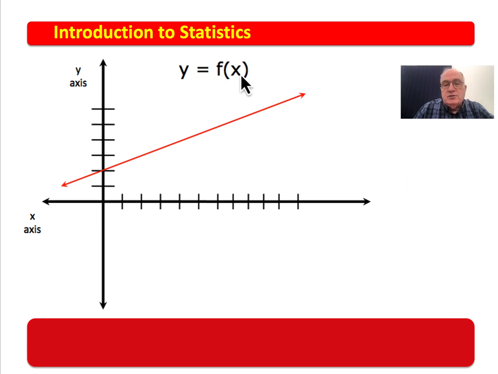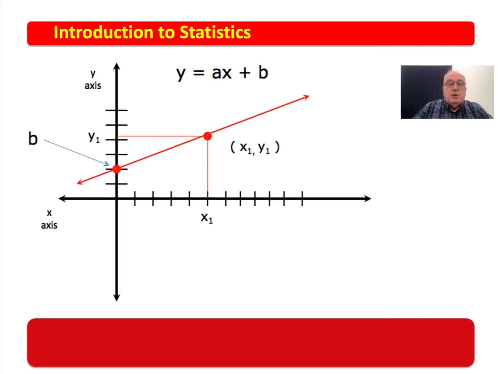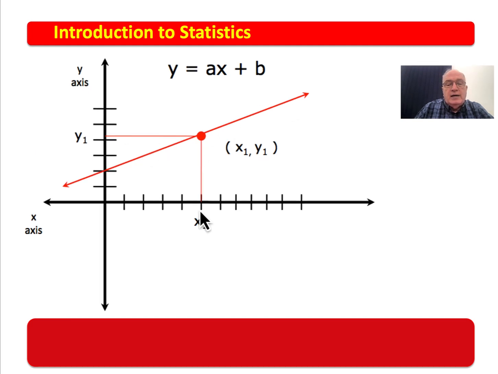Y equals a function of x is the same thing we can say again in this occasion, y equals ax plus some value b. If we plug an x1 into it, it produces a y1 such that the point x1, y1 is on the line. If we want to plug in something else, we can do that, but here we have an x1 plugged in, it produces a y1, x1, y1 is on the line under the equation y equals ax plus b.